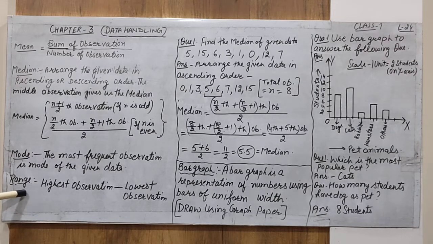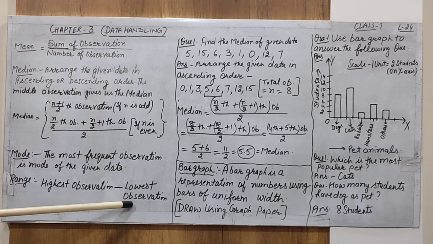Next is the range. The formula for range is the highest observation minus the lowest observation.